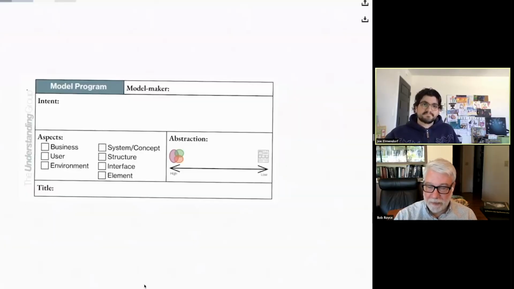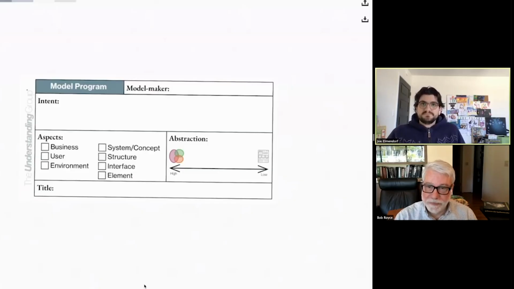To talk in a little bit more depth about the framework for guiding how we develop models, I asked my colleague Joel Elmendorf to talk about a tool that he's been developing for this purpose. We're looking at a template that you have here. Why don't you unpack this for us a little bit?